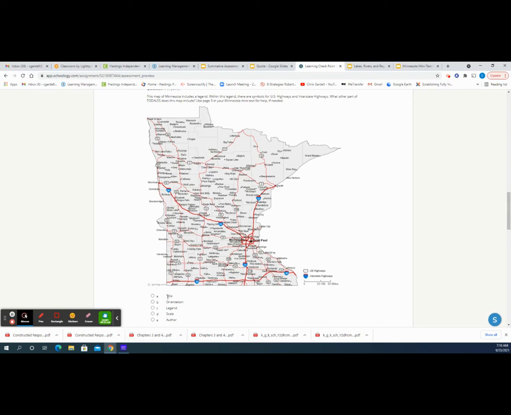Is there a title? Is there a compass rose or orientation? Do you see a legend? Is there a scale? Do you see the name of the person or persons or company that made this map? So whatever you see on this map, that is the correct answer. So if you think there's a title on this map, then click letter A. I'll give you a hint. It's not letter A.